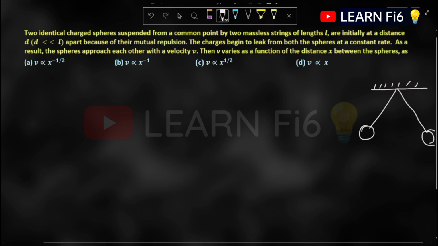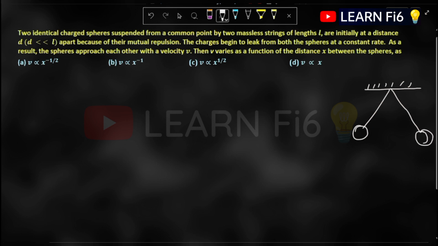First, draw a support from which two identical spherical balls are suspended. Because of their same nature, both charges are repelling each other. Due to this repulsion, they are a certain distance apart from each other. That distance is taken as d, and the length of each string is L.